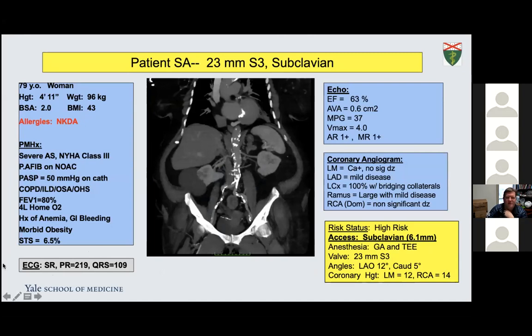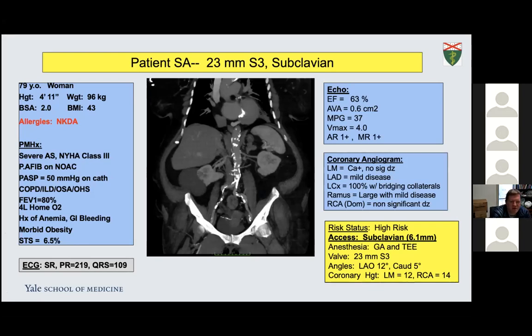Certainly a lot of comorbidities, AFib. She has elevated systolic pressures, PA pressures. She has COPD. She's on home oxygen, history of anemia and bleeding, morbid obesity that we talked about. You can appreciate on her angio, she has some mild calcium in the left main. LAD has some mild disease. Right coronary has no significant disease and is dominant. And she's a lady who we deemed high risk.